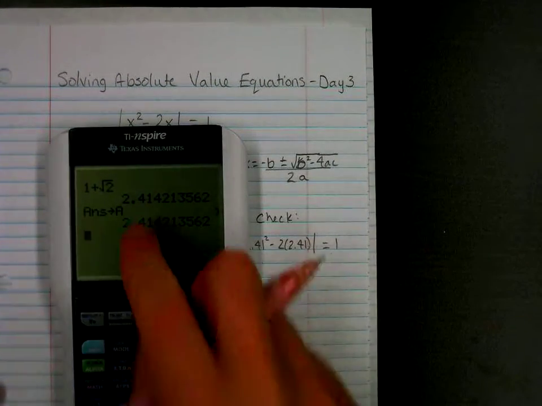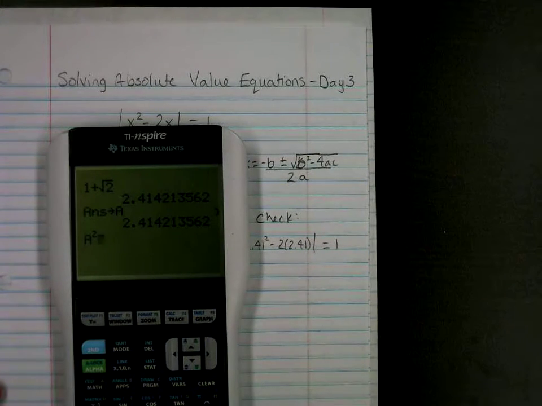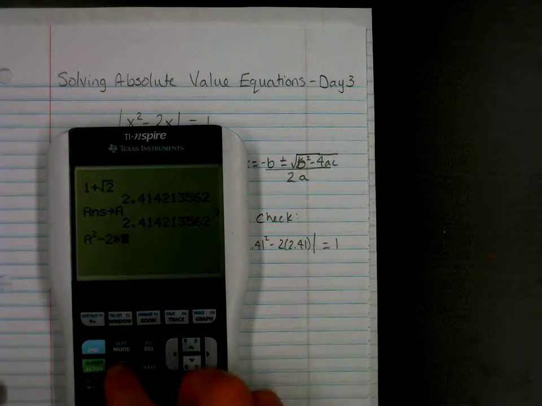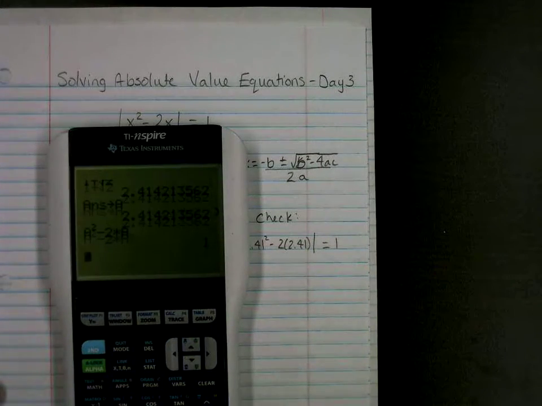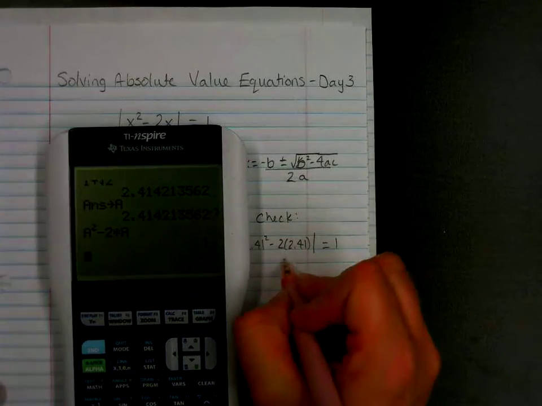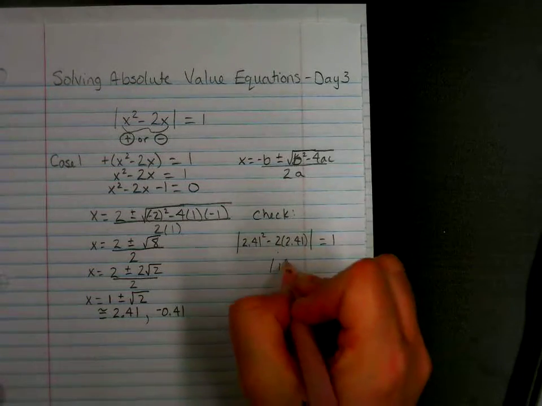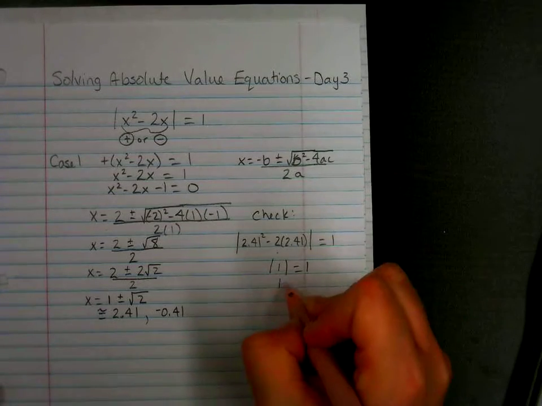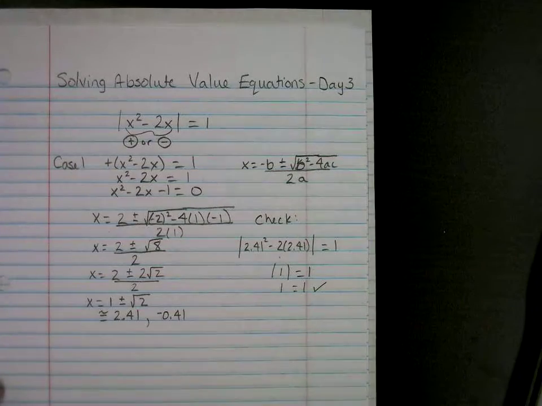So to check this, because I've stored this as an A, I'm going to press alpha A. I'm going to square that. I'm going to subtract 2 times alpha A again. So what ends up is just a 1. So this would be the absolute value of 1 is equal to 1. And obviously this is going to check out. So this 1 plus root 2 checks out.